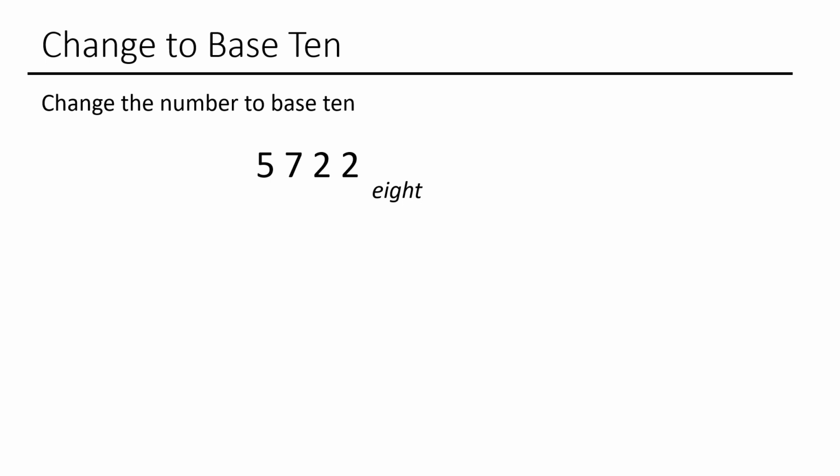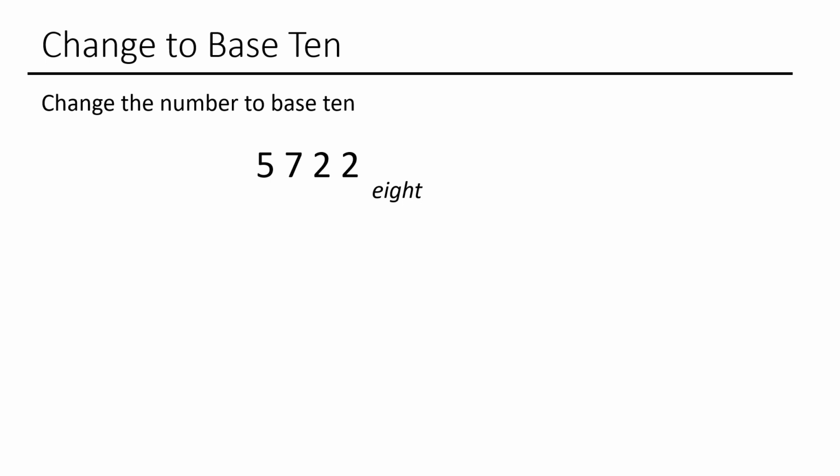Okay, the next set of examples are asking you to change the number to base 10. Now, the easiest way to change these numbers, so you have a number here, 5722, and it's in base 8. To change it to base 10, the easiest way is to write it in expanded notation and then multiply it out and then figure out what the number is. So let's do that. We're going to write it in expanded notation.